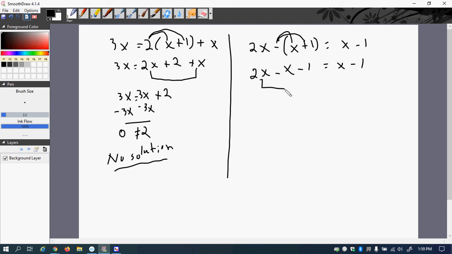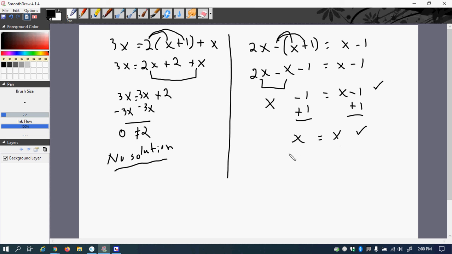And then we see the like terms. So 2x minus x is just x, minus 1. And right away, the two expressions on both sides of the equation are the same, which tells me that that's infinite solution. So if you didn't see that, then you can continue. I can say, okay, I'm going to move the negative 1 to the right, so I'm going to add 1 to both sides. And then I get x equal to x. And x does equal x. So again, it's a true statement.